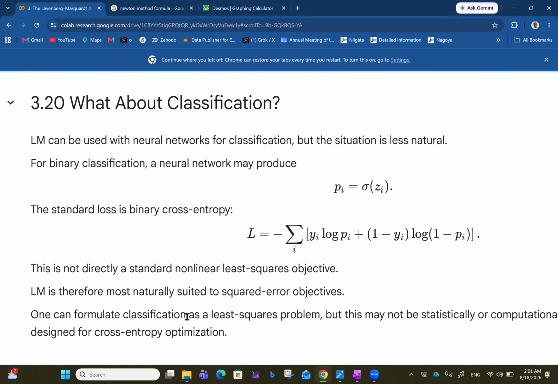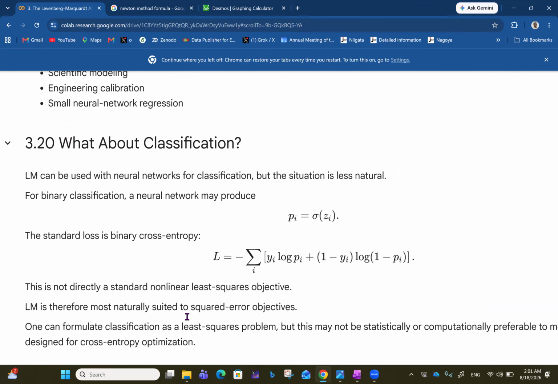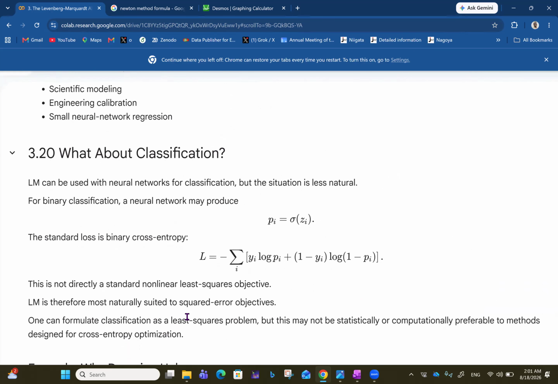So what about classification now? LM can be used with neural networks for classification, but the situation is less natural. So it is not natural for classification problems like that.